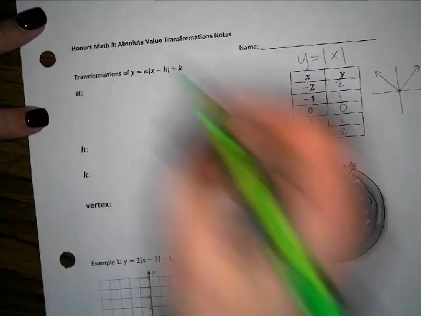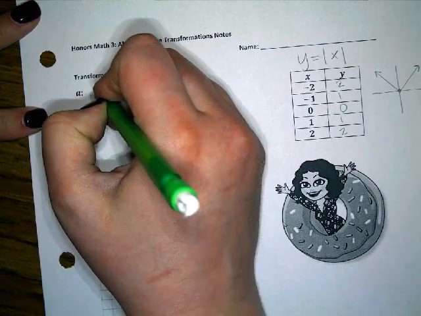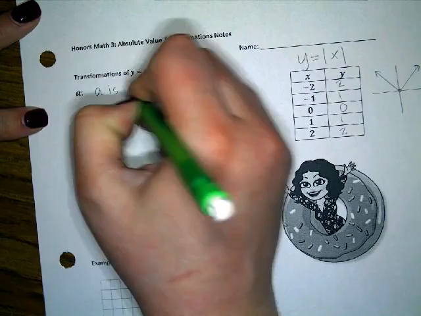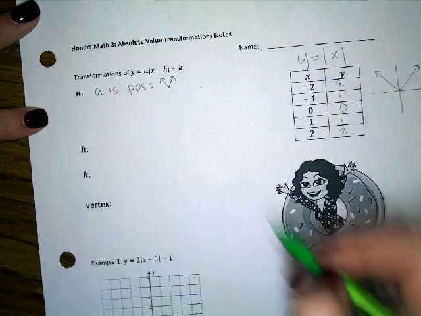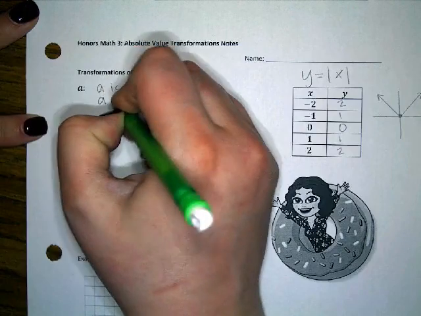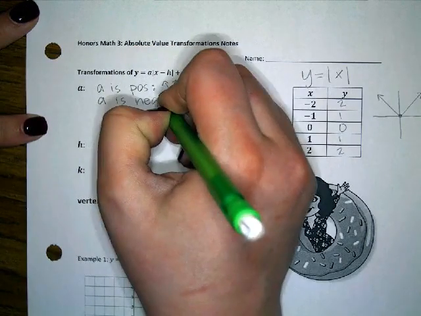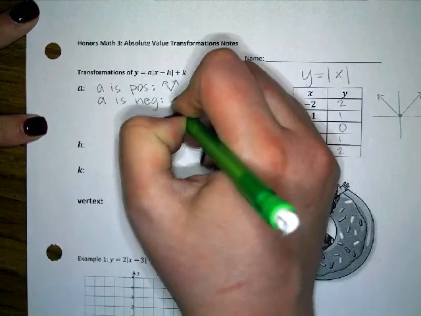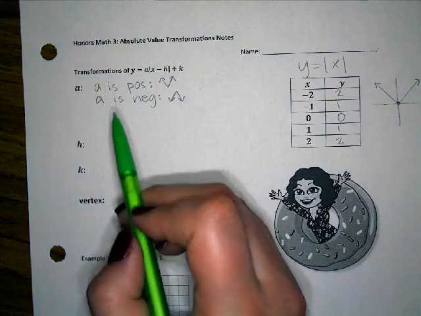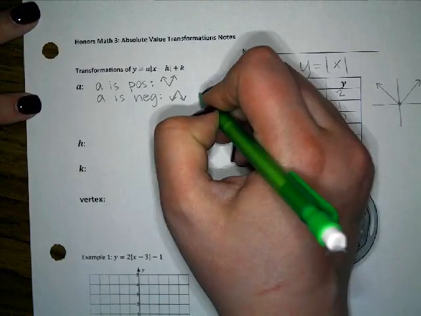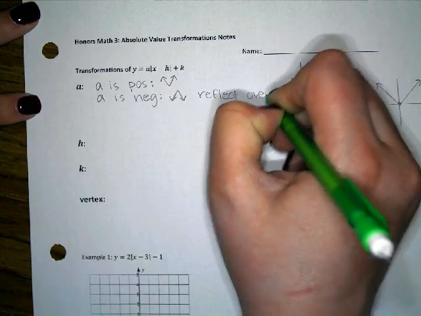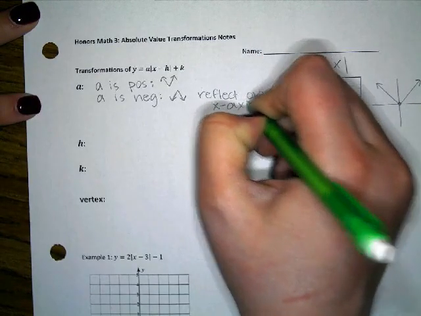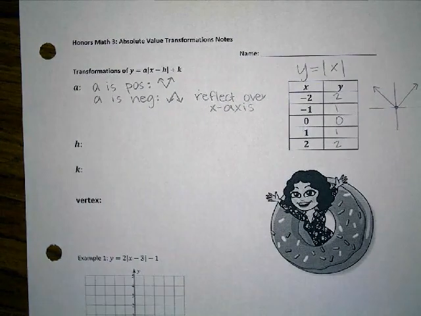We're going to say if the a value, if a is positive, then the v goes up. If a is negative, the v goes down. And this, as a transformation of the graph, is called reflect over the x-axis. If the a value is negative, the graph has been reflected over the x-axis.